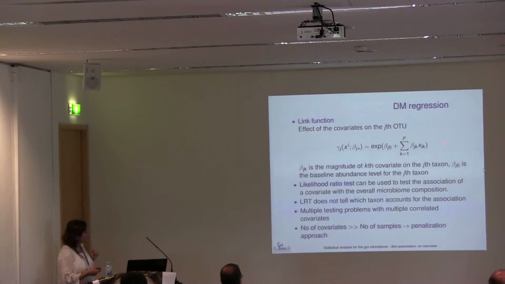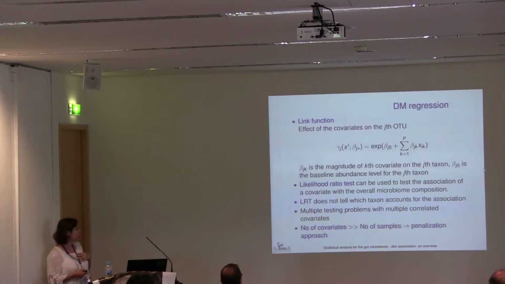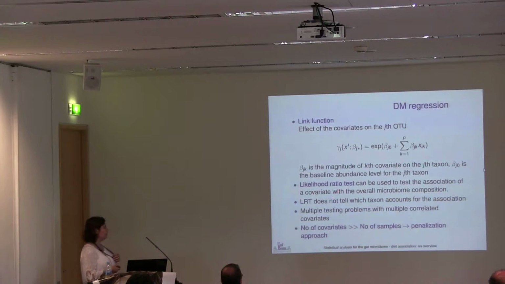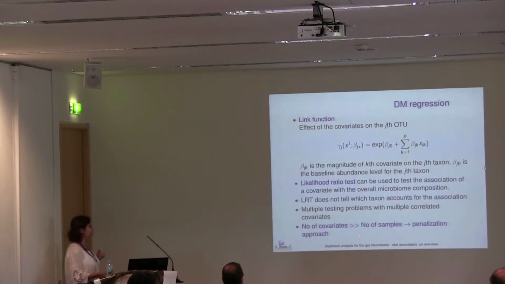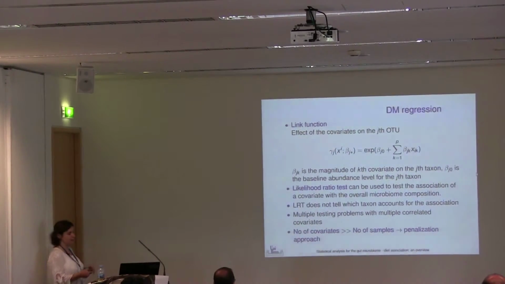So you see here you want to estimate this beta coefficient like in any regression, which represents your relation between the covariate and the taxon. The next step might be to try to do multiple testing or to use a likelihood ratio test. But in the first case, you will test only the association of a covariate with the microbiome composition, and in the second, you have the problem that, a lot of times, the number of covariates you have is much higher than the number of samples.